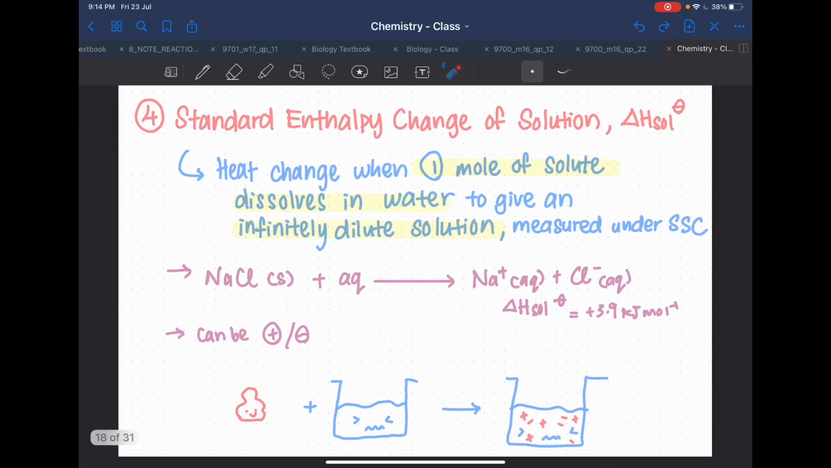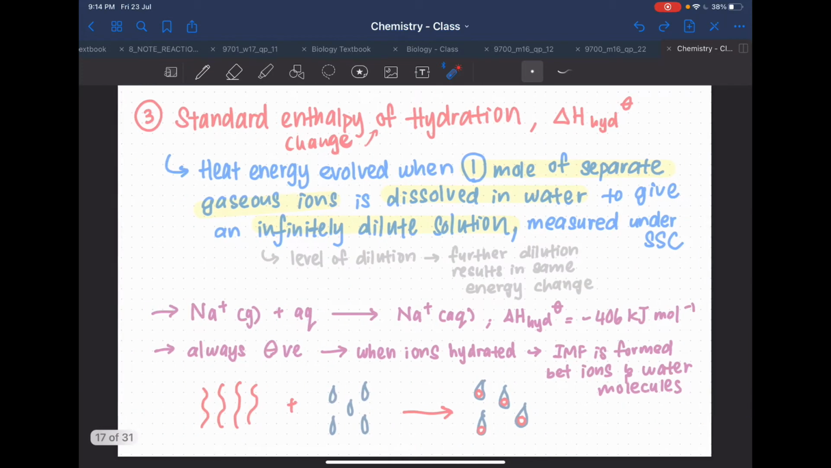Number 4 is the standard enthalpy change of solution, and it is the heat change when 1 mole of solute dissolves in water to give an infinitely dilute solution. It is measured under standard state conditions. As you can see here, we have salt, NaCl, dissolved in water to form its aqueous ions individually. It is a bit similar to hydration in terms of the name, and it can be a bit confusing, and also both are dissolved in water to form an infinitely dilute solution.